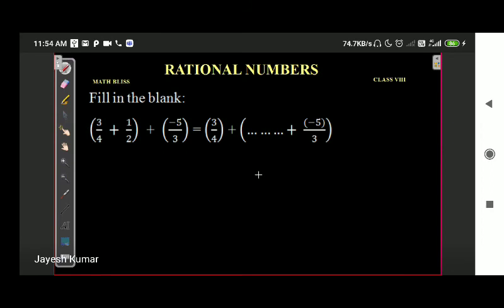The property used here is the associative property. What the associative property says is, for the addition of three numbers, the order of addition doesn't matter. The associative property is applicable on addition but not on subtraction.